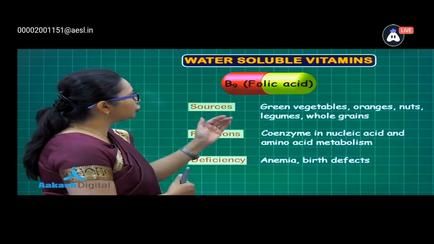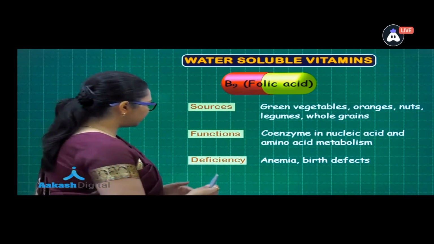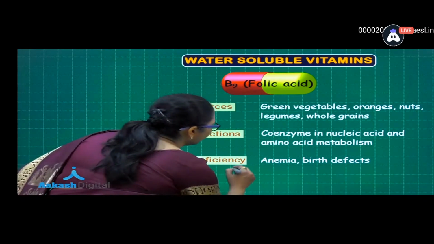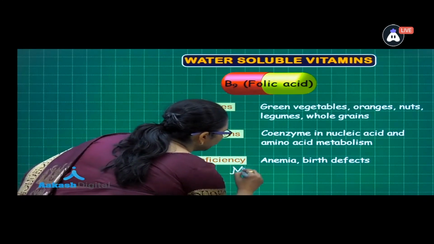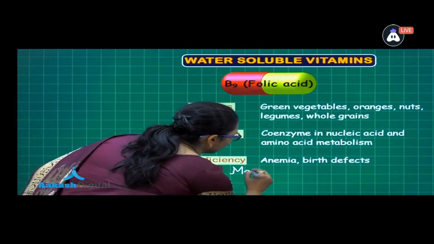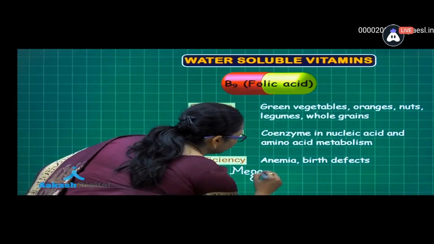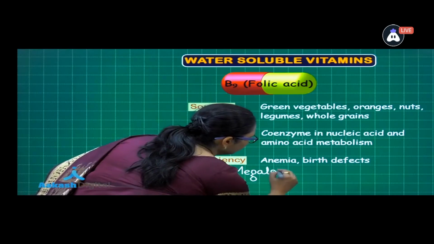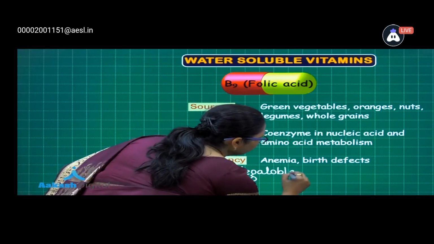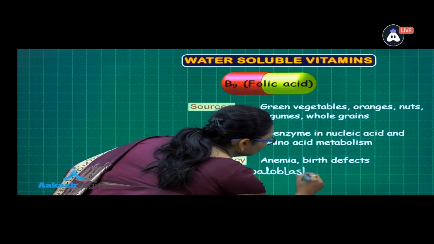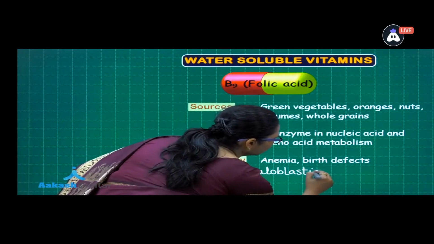And the anemia which results due to B9 deficiency is called megaloblastic anemia, because large immature RBCs are going to be released into the bloodstream. So megalo means large and blast is immature. So it is megaloblastic anemia.